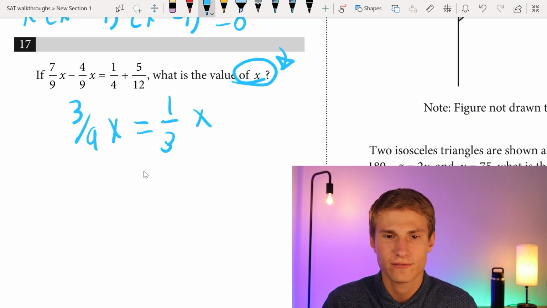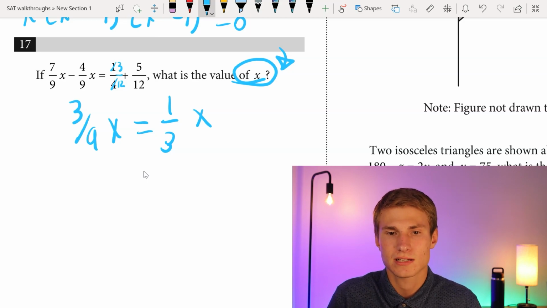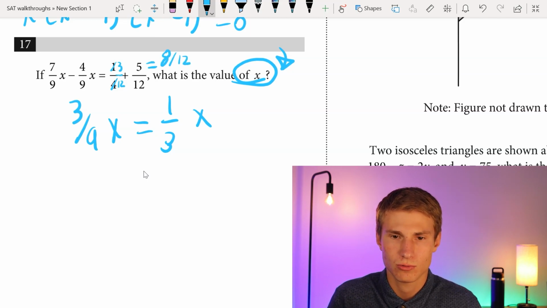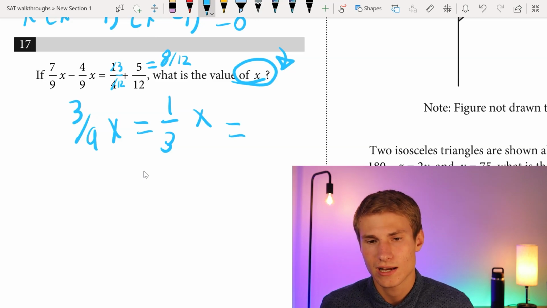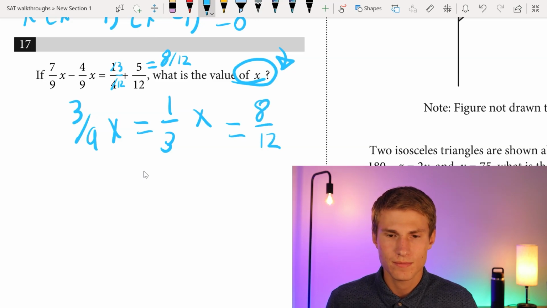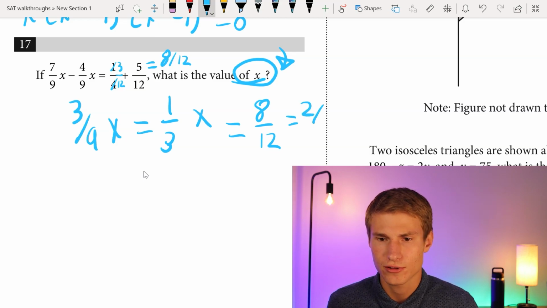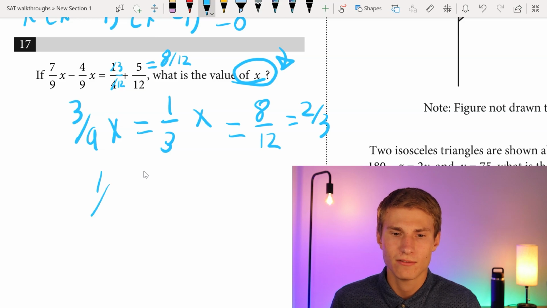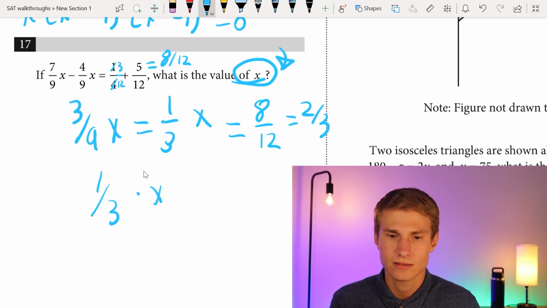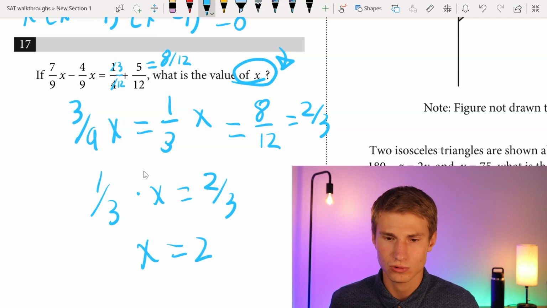In order to add or subtract fractions, I need a common denominator. So I'm going to turn this into a 12 by multiplying it by 3. I'll multiply 1 by 3 as well. Now I've got 3 over 12 plus 5 over 12. That's going to give me 8 over 12. So now I've got 1/3 x is equal to 8 over 12. I can simplify that down to 2 over 3. Then I have 1 over 3 times x equals 2 over 3, and I see my answer for x has to equal 2. So my answer for the value of x is 2.